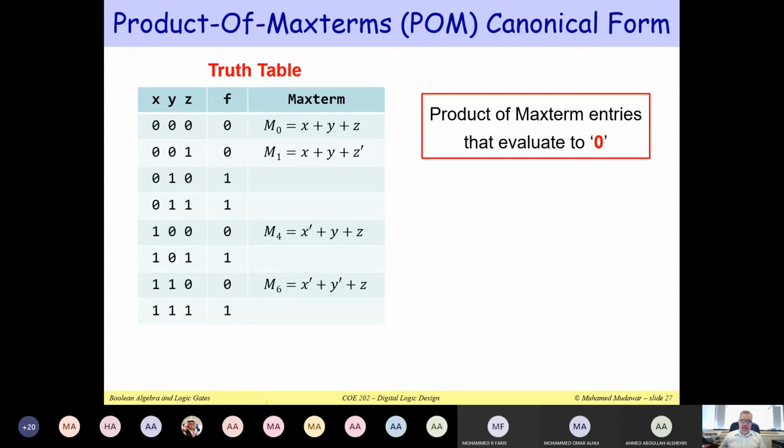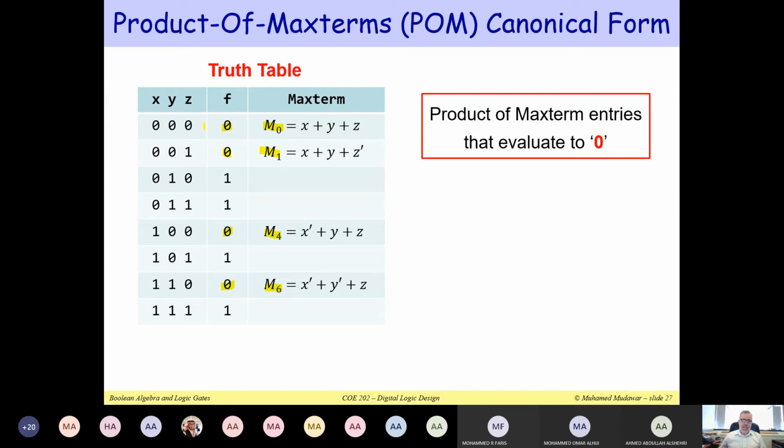Now, rather than focusing on the ones of the function, I'm going to focus on the zeros of the function. So here the function is 0, here it is 0, and this is 0. I'm going to write here max term 0. This is max term 1, max term 4, and max term 6. Remember that the max term is just the complement of the minterm. It's an OR term.